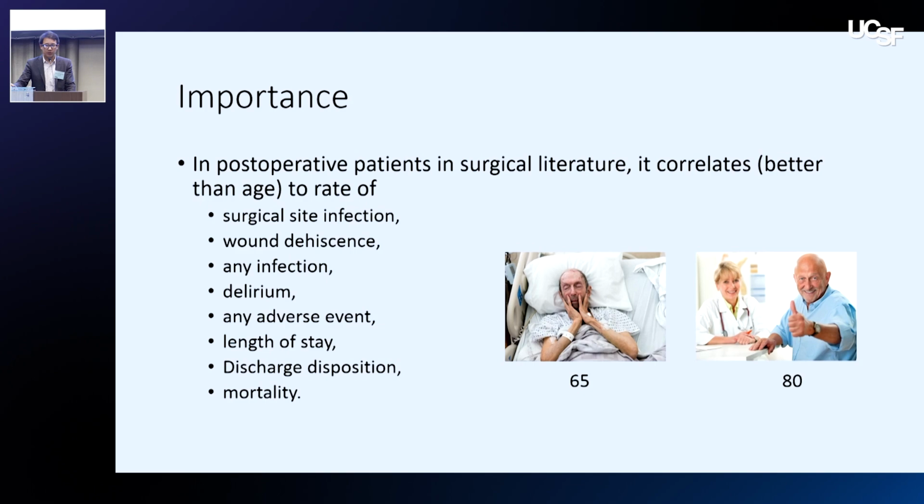And this is critical because in the general surgical literature, now moving into the spinal surgery literature, it does correlate better. Frailty correlates much, much better than chronological age, the rate of infection, dehiscence, any type of infection, delirium, adverse events, length of stay to what was just discussed, discharge location, and mortality.